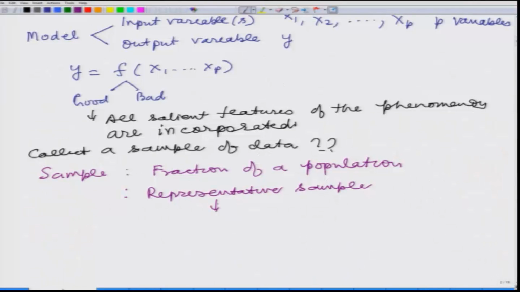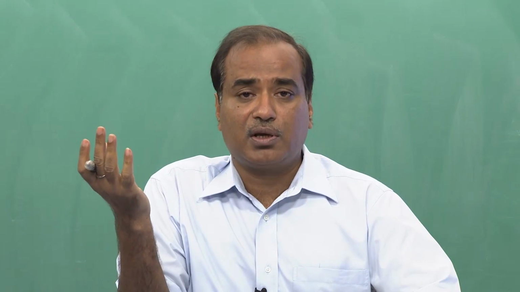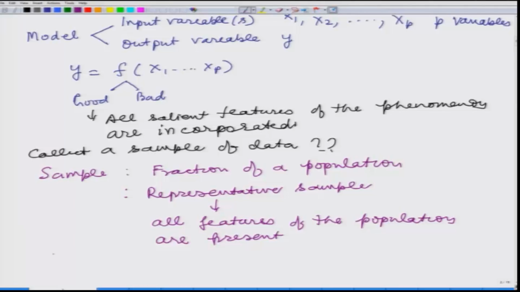Right. So, representative means that all features of the population are present. Right. Okay. And now, as a statistician, how do we start? We try to collect the data, we try to conduct the experiment, or we try to observe the phenomena, and we try to collect the data.